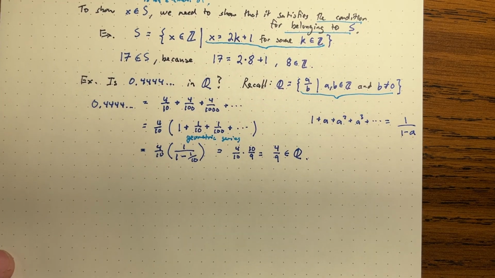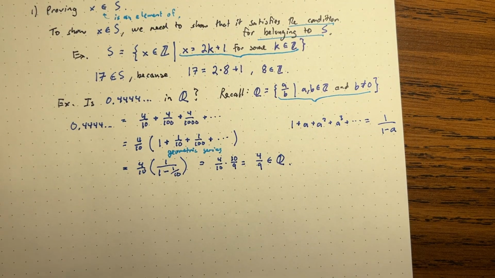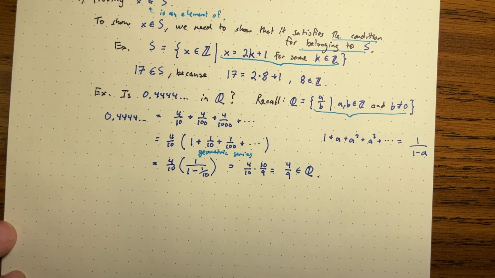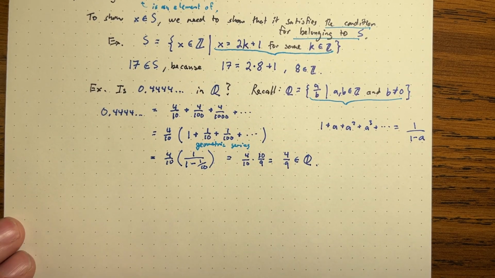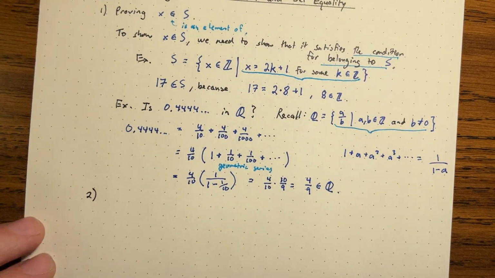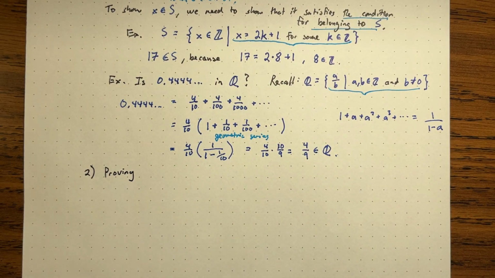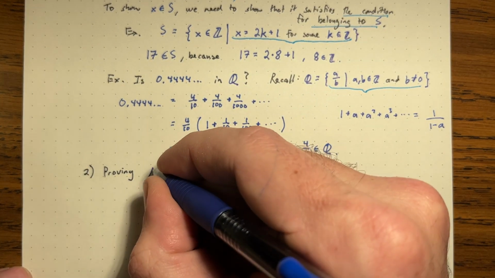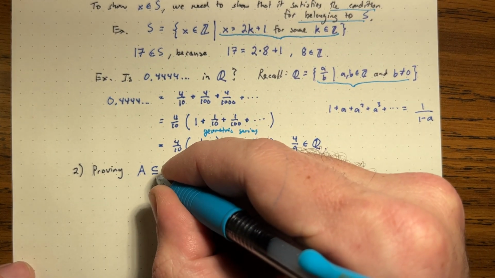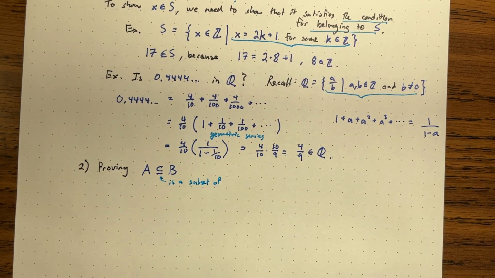So that's a trickier example, but just to show the idea, right? To really show this is a rational number, we need to show it satisfies the defining condition. Okay, so that was just a warm-up for what's next. We're now going to show how to prove a containment of two sets, how to prove that one set is a subset of another set. Remember, this means "is a subset of."